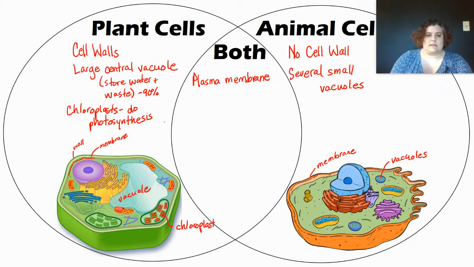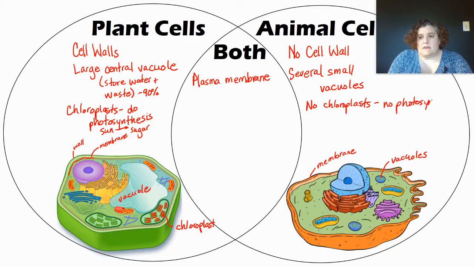Okay, that's the chloroplast. And so plant cells have the ability to do photosynthesis. And what photosynthesis does is it takes sunlight, the energy from sunlight, and converts it into sugar in the form of glucose. Okay, so animal cells do not have chloroplasts. They cannot do photosynthesis.